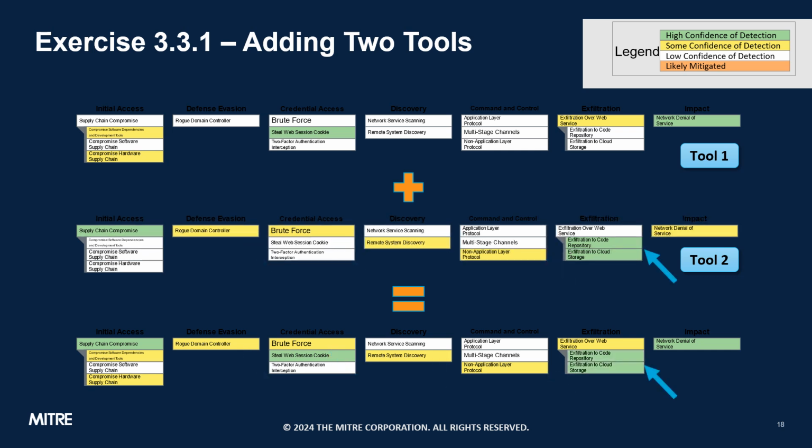Tool 2 provides high confidence of exfiltration to code repository and to cloud storage, we're going to directly copy that into the bottom one, but we're going to leave the primary technique as some confidence of detection. And then lastly, network denial of service is provided by tool 2, but it's shadowed by the coverage for tool 1. Gives us the final heat map that kind of brings everything together, just doing a little bit of aggregation there.